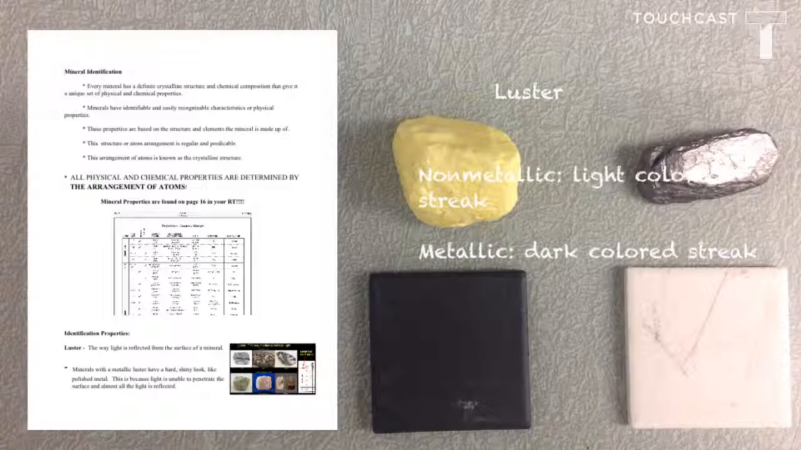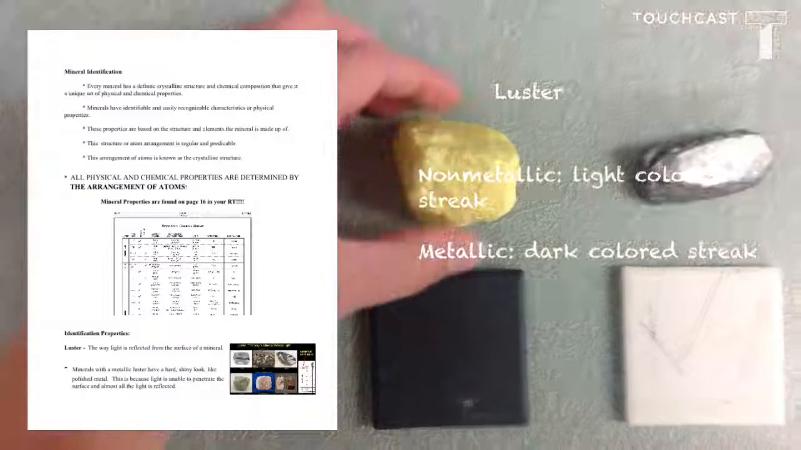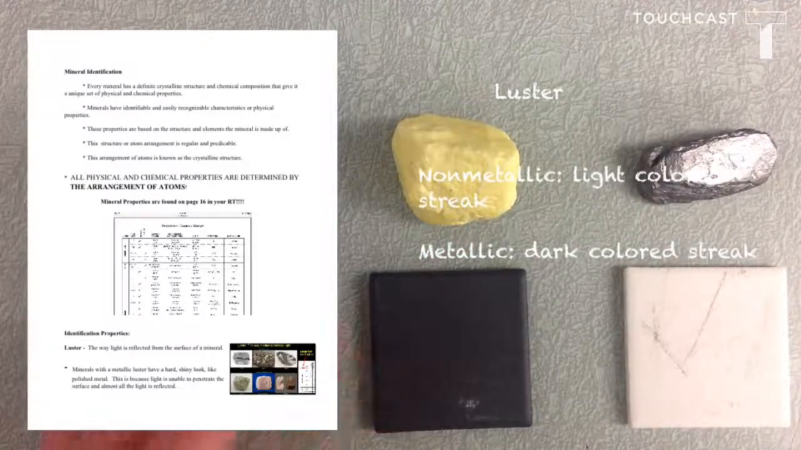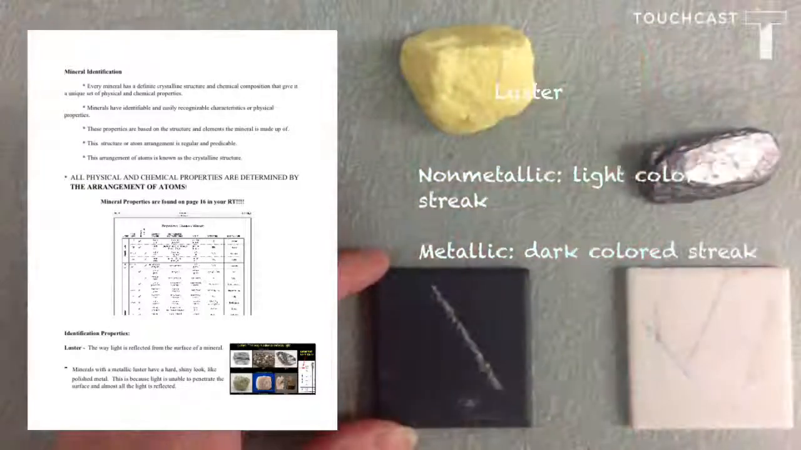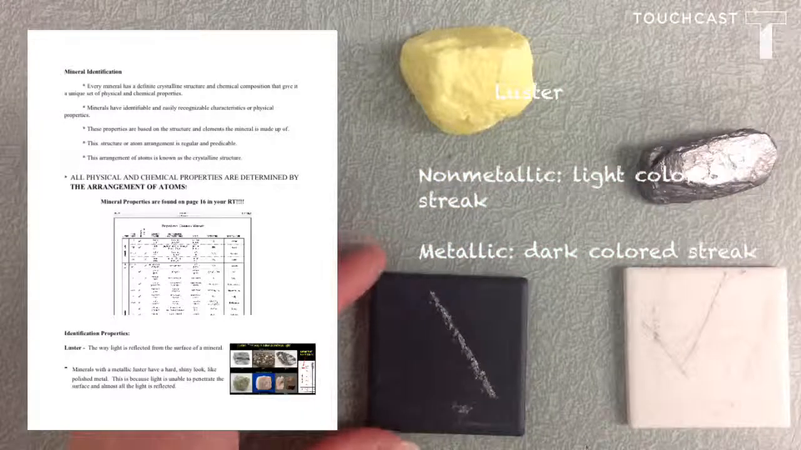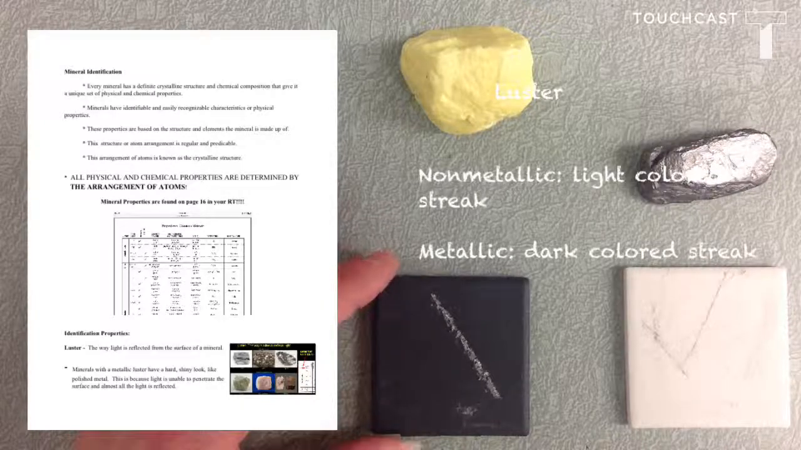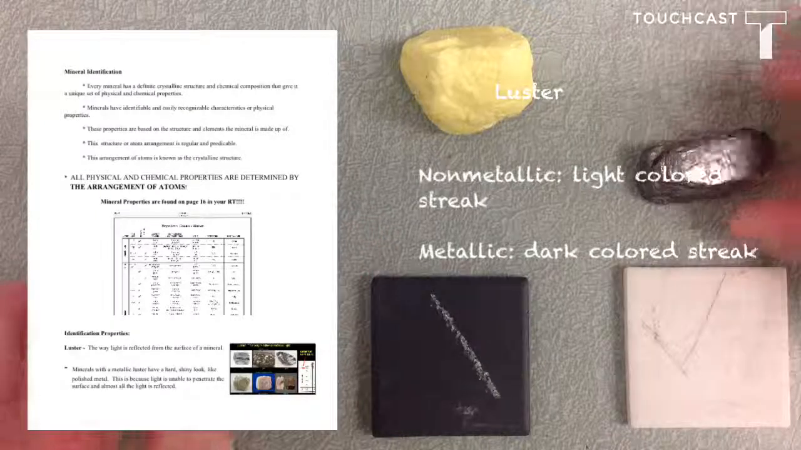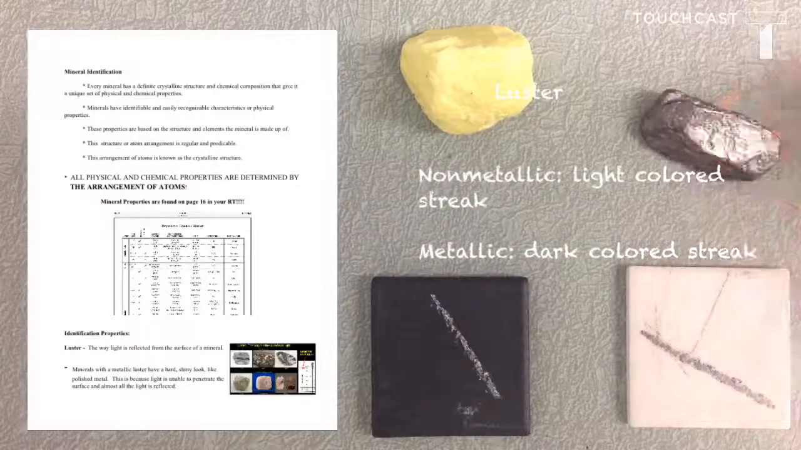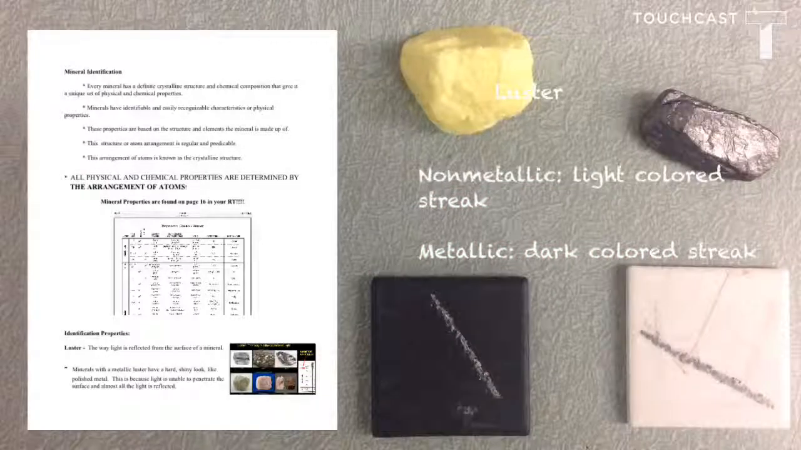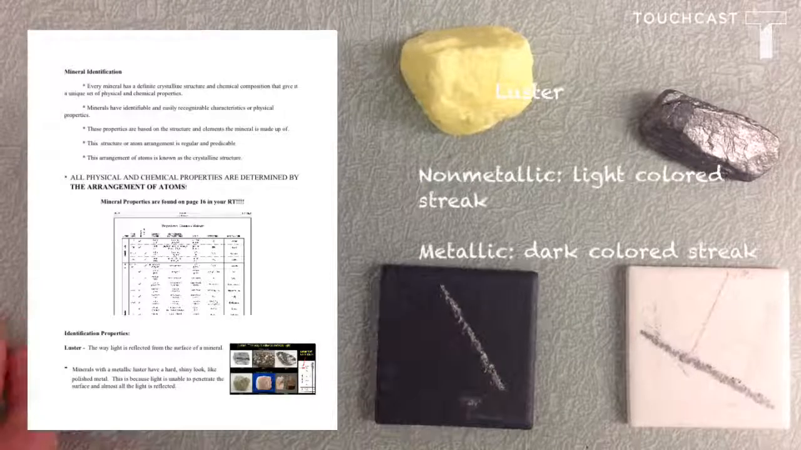When we look at these two minerals, we have our lighter colored mineral, which we're going to streak on the dark colored streak plate. We can see that this is a light colored streak, so that makes it a non-metallic mineral. This mineral over here, we'll streak it on our white streak plate. It has a dark colored streak, which tells us it is a metallic mineral.